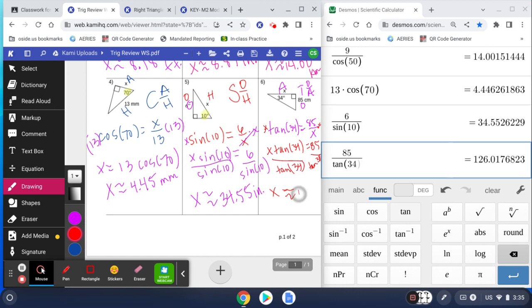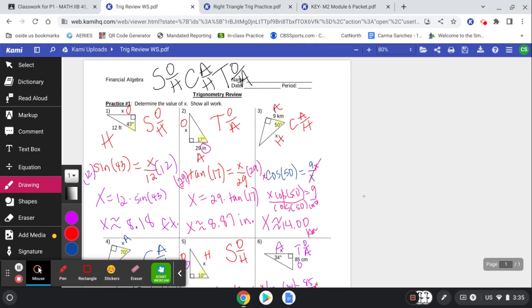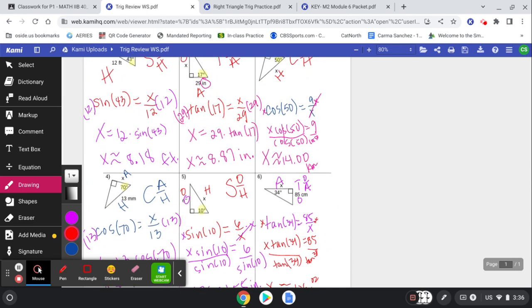126.02. And this is centimeters. All right, how'd you do? Now you should have some seriously good examples written in your math notebook at this time from these 6 examples, okay? Good job.